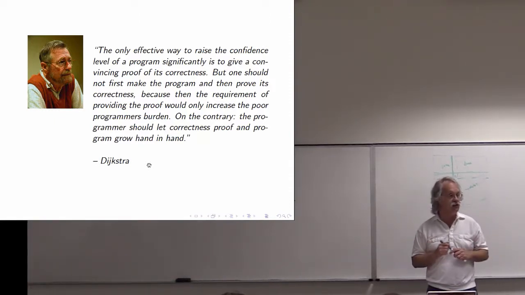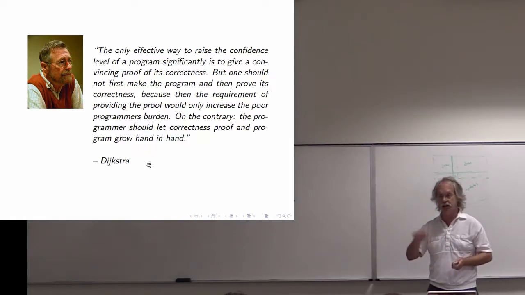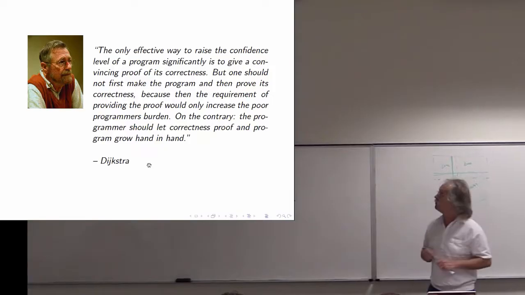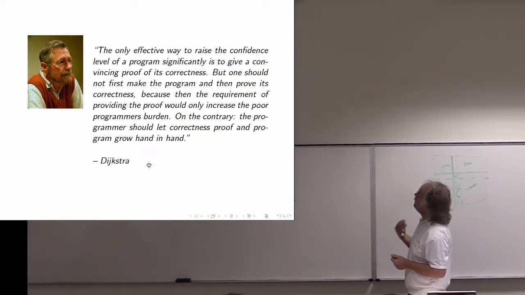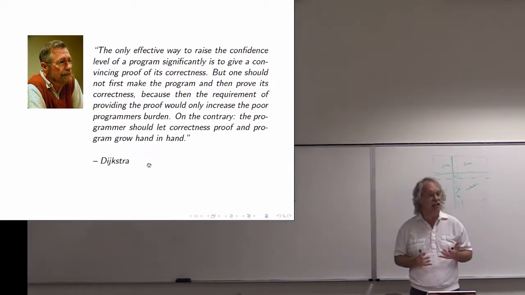He tended to give his lectures very carefully. He would write down what he was going to say, and as a result, there are these wonderful quotes from Dijkstra. And this one is, the only effective way to raise the confidence level of a program significantly is to give a convincing proof of its correctness, but one should not first make the program and then prove its correctness, because then the requirement... Anyway, you can read, right? You get the point.